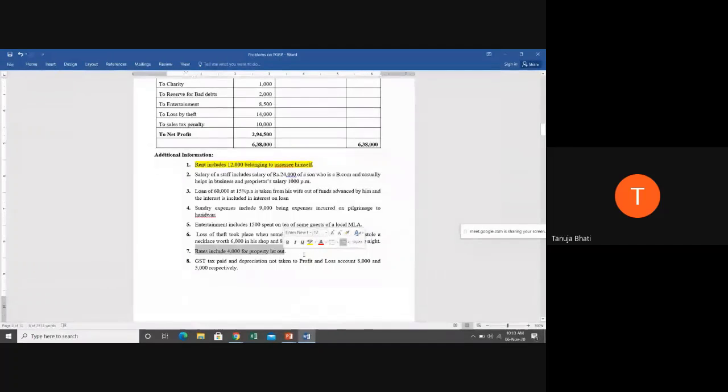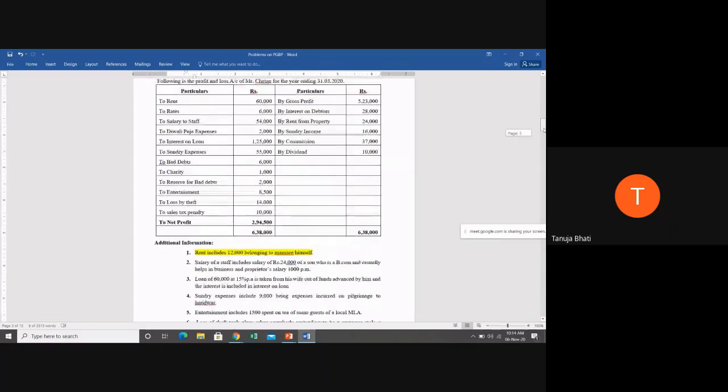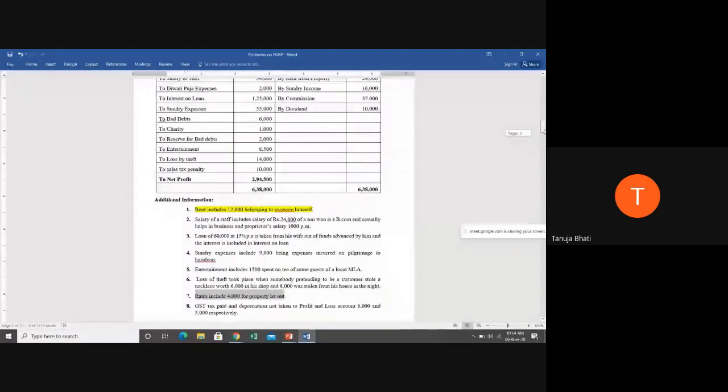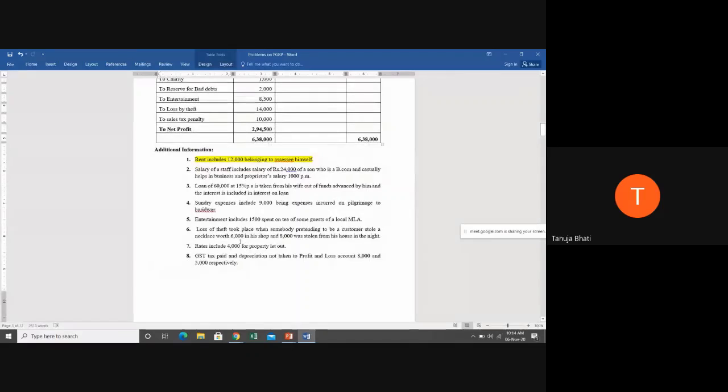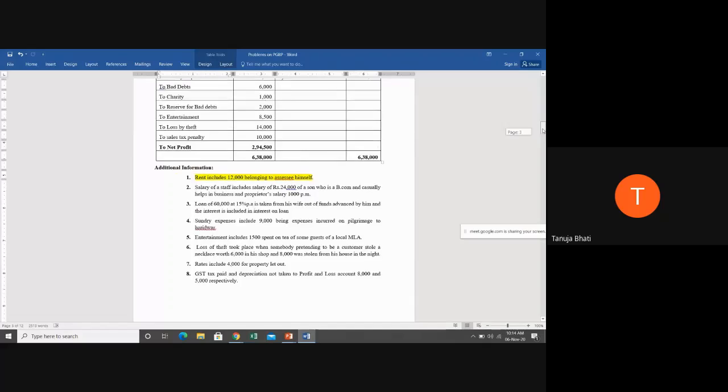Now you tell me, students, property let out, is it a business income or is it a house property income? When you're letting out a property, does that become your business income or a house property income? Quick, students. House property income. So if the rates include 4,000 for house property, how much is allowed and how much is disallowed?